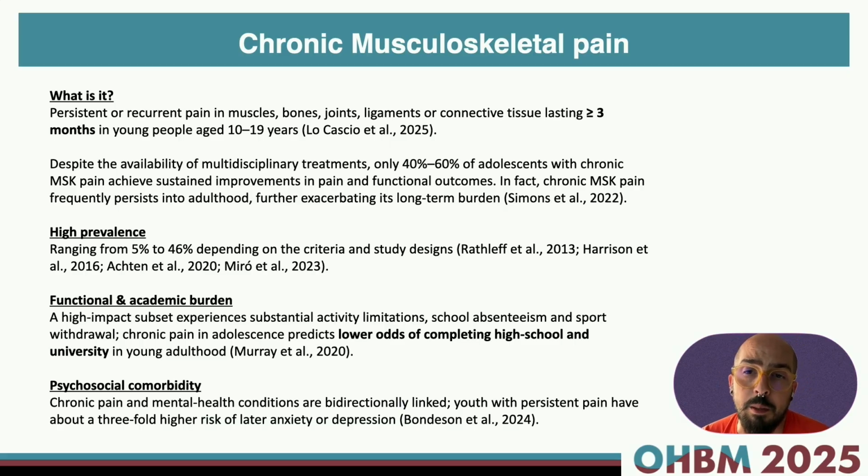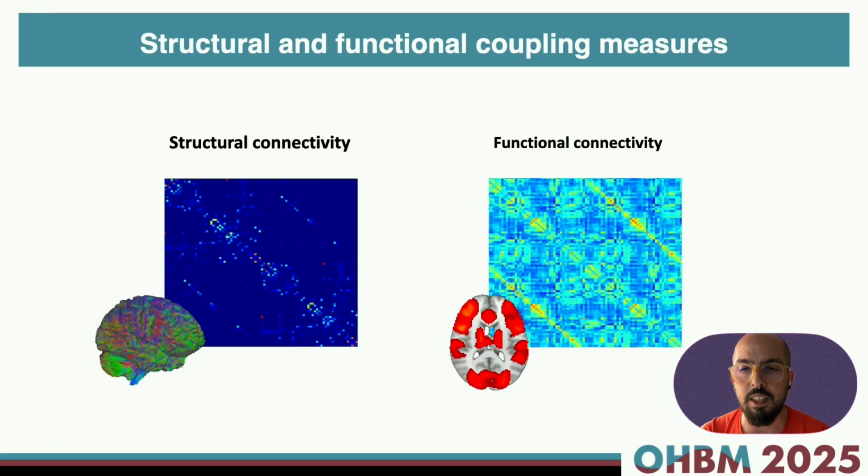In our case, chronic musculoskeletal pain in adolescents is defined as pain in muscles, bones, or connective tissues, lasting at least 3 months in adolescents aged from 10 to 19. It affects up to 46% of adolescents and is associated with persistent symptoms, reduced daily functioning, worse mental health, and increased risk of school dropout. Although we have different methods to treat that, chronic pain often persists into adulthood. So in this context, we want to study the brain mechanism behind that.